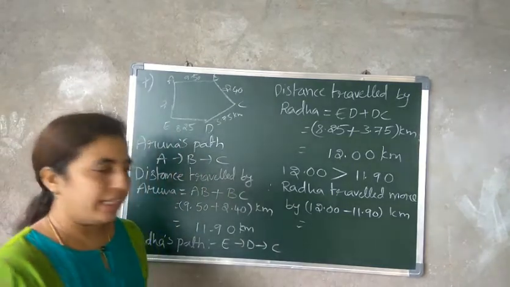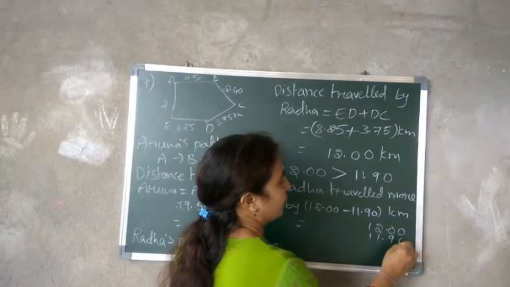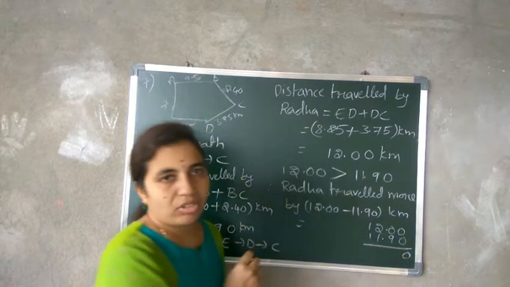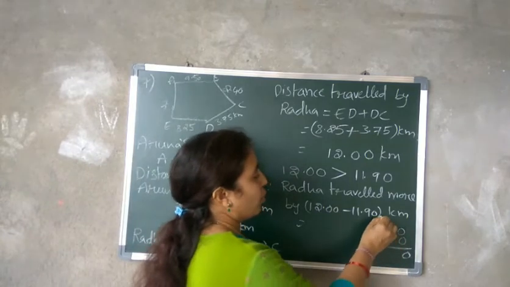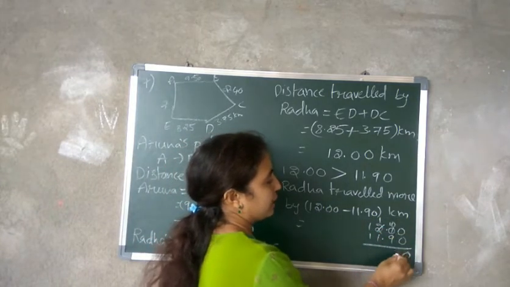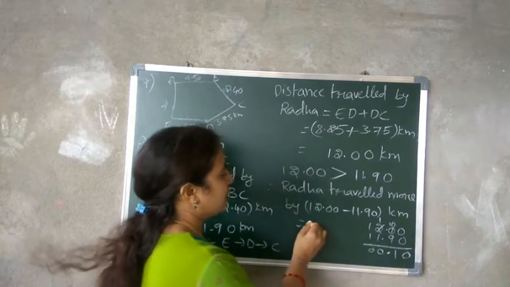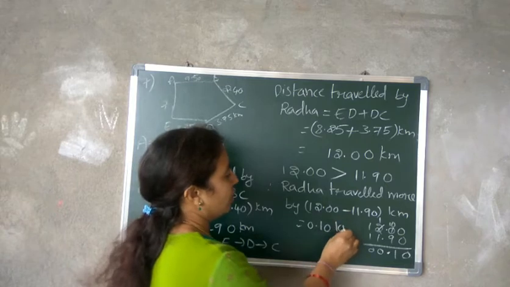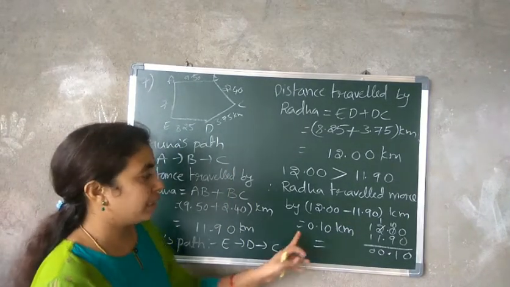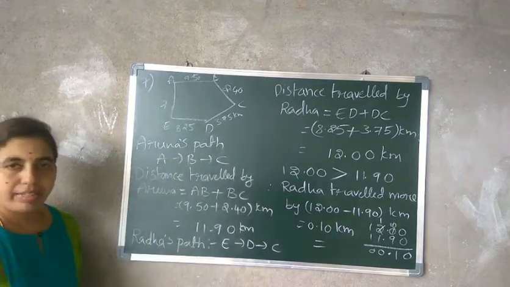12.00 minus 11.90. If you want, I will do it here. Write 11.90, 00 and 0. 0 minus 9 is not possible, so go for borrow. This 2 will become 1 and 0 will become 10. 10 minus 9 is 1. 0.1 minus 1 is 0. 1 minus 1 is 0. That means 0.10 kilometers. So she travelled more by 0.10 kilometers. Okay, so this is the 7th problem.